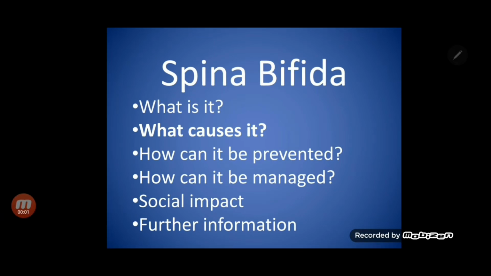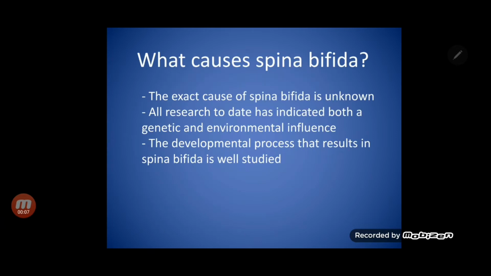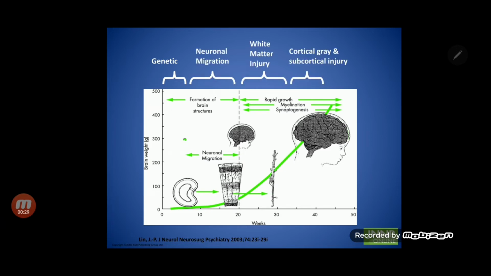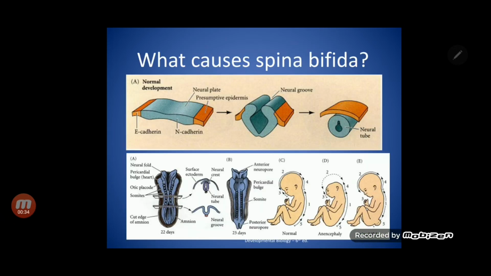And we will pass now to the next objective of this lecture, which is the causes behind spina bifida. The exact cause of spina bifida is unknown. All the research to date has indicated that both genetic and environmental factors may play a role. The developmental process, however, that results in spina bifida is well studied. So, genetic, neuronal migration problems, white matter injury, cortical gray and subcortical matter injury may play a role.